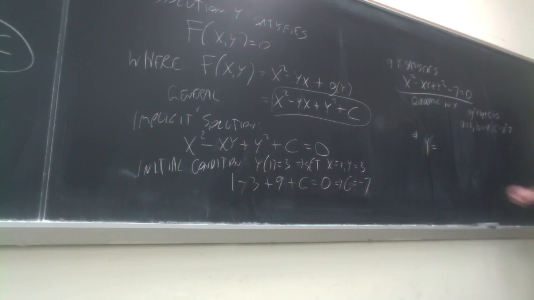x plus or minus the square root of x squared minus 4 times 1 times x squared minus 7, over 2. Okay. All right. We simplify this to x plus or minus the square root of: we have x squared minus 4x squared, and then we have minus 4 times minus 7, so 28, minus 3x squared, all over 2.